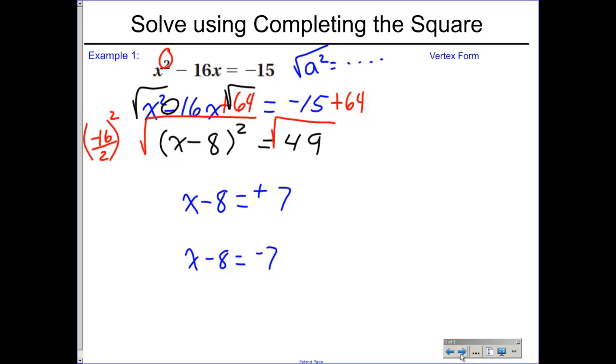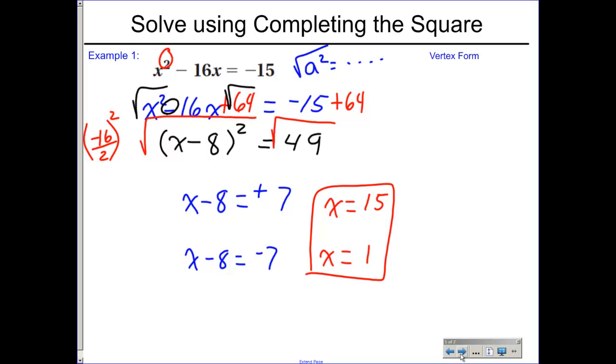Remember, this is a power 2, which makes it quadratic. So in the first one, we can have an x equal to 7 plus 8, which would give us 15. On the second one, we can have an x equal to negative 7 plus 8, which would give us positive 1. So we have two possible roots of 15 and 1.